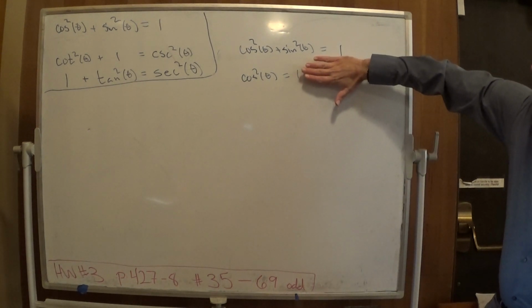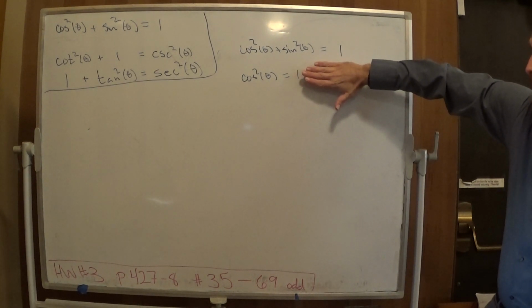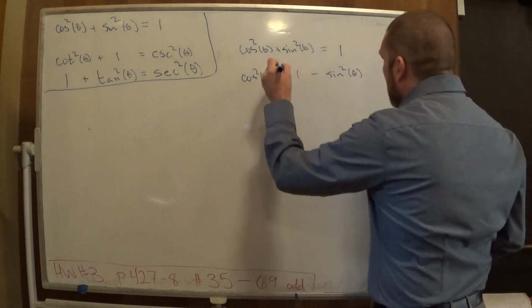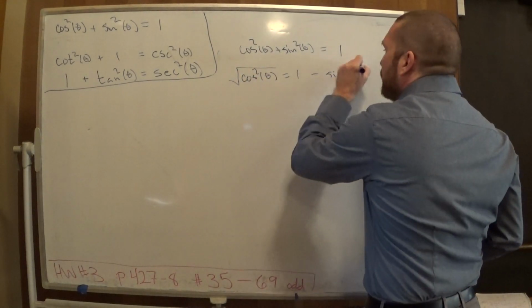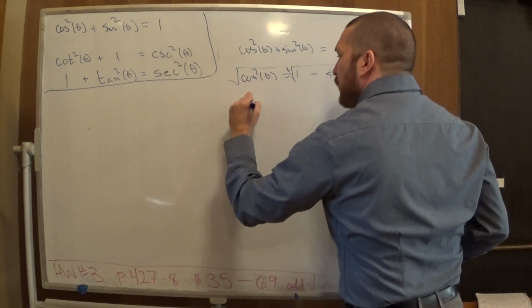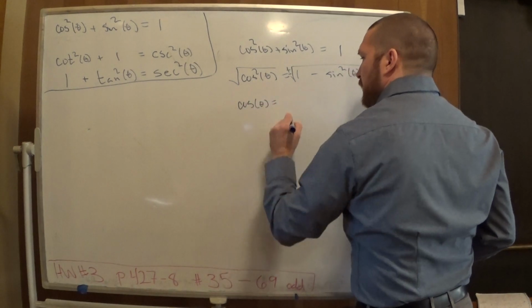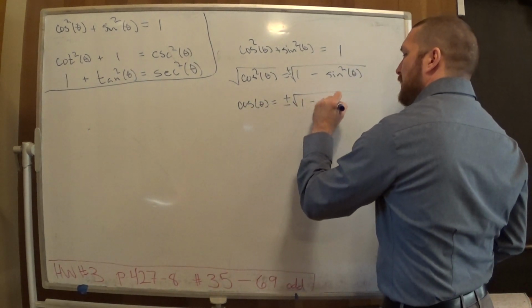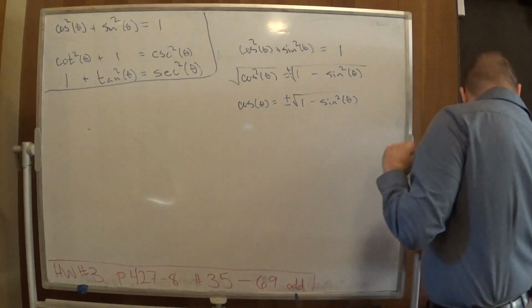And if I wanted to get down to just the bare minimum x, I could just take the square root. When I do that, what happens when I take a square root? Plus or minus. I get a plus and minus, so I'm going to put my plus minus right there. And I have then cosine theta equals plus or minus the square root of 1 minus sine squared theta.